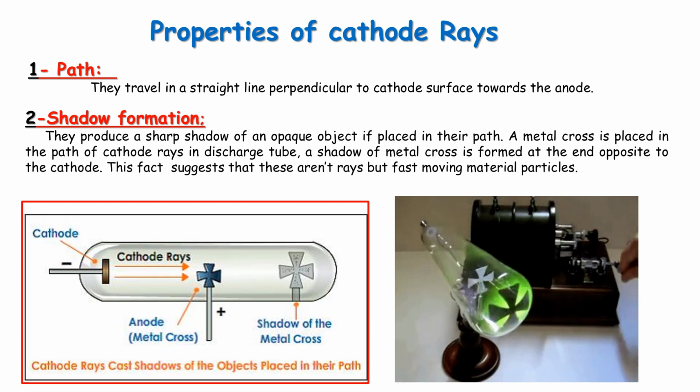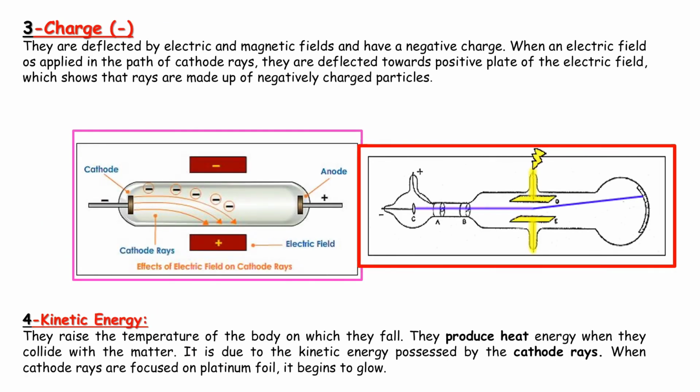For example, you can see, a metal cross is placed in the path of cathode rays in a discharge tube, and a shadow of the metal cross is formed at the end opposite to the cathode. This fact suggests that these aren't rays but fast-moving material particles. Charge of cathode rays. In his experiment, Thomson applied an electric field, and it is seen that they are deflected towards the positive plate of the electric field, which shows that the rays are made up of negatively charged particles.